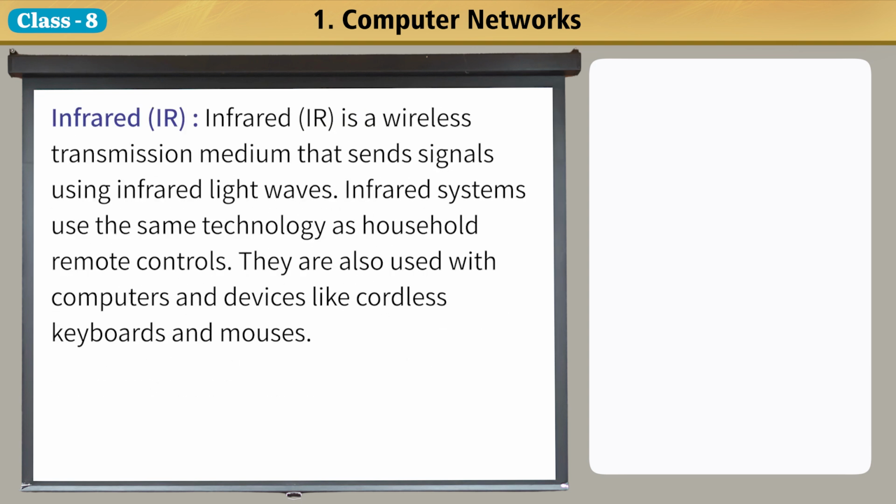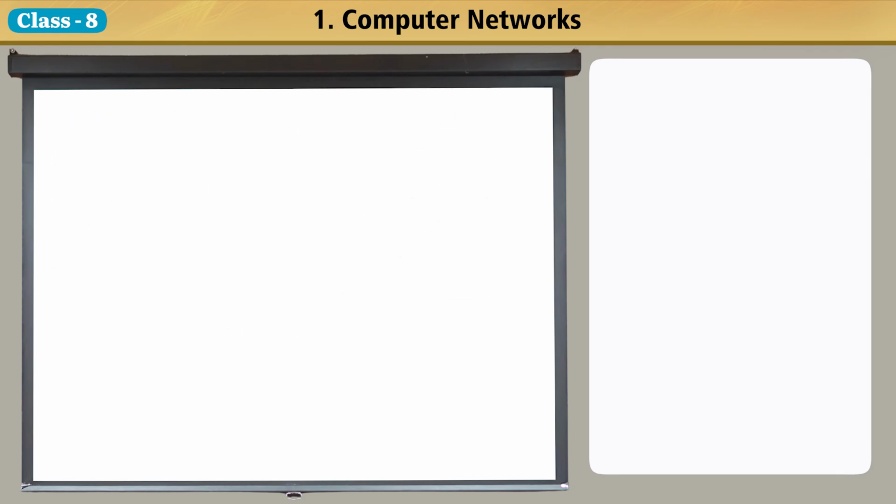Infrared IR. Infrared IR is a wireless transmission medium that sends signals using infrared light waves. Infrared systems use the same technology as household remote controls. They are also used with computers and devices like cordless keyboards and mouses.